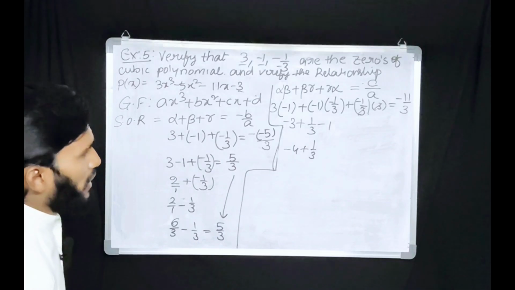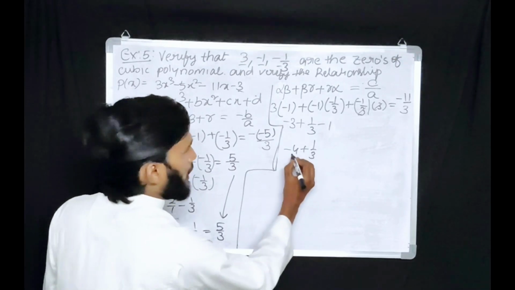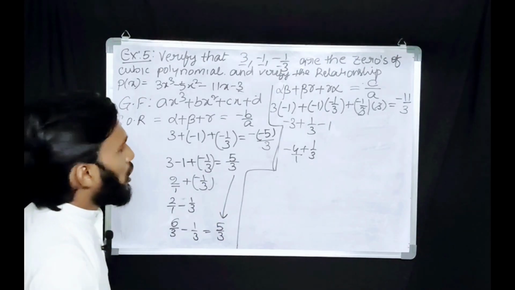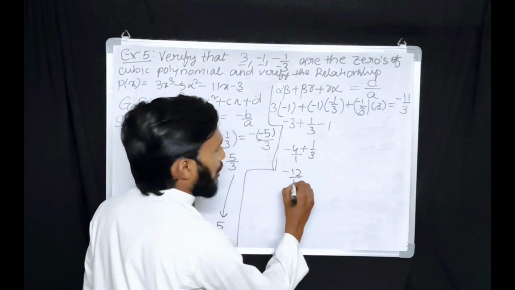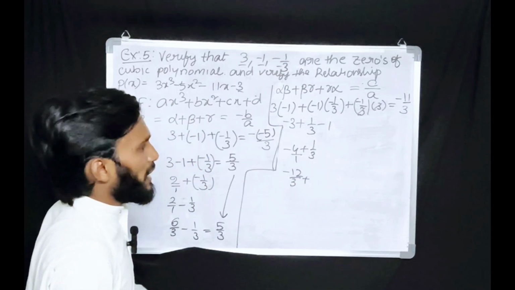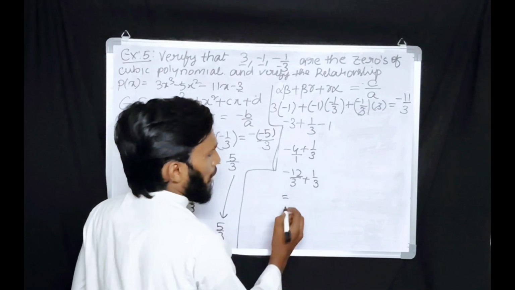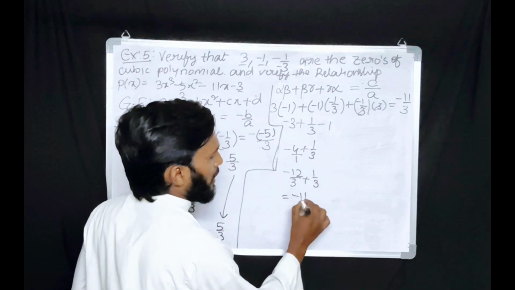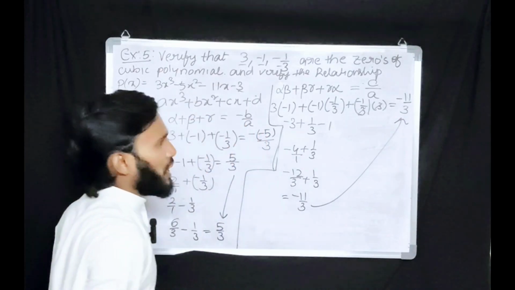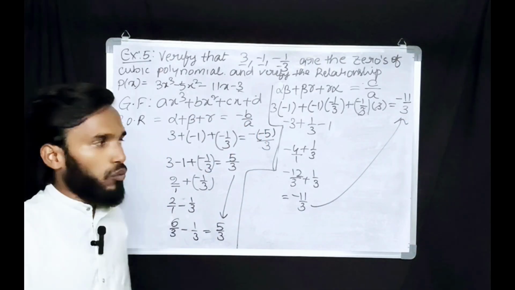Here take the LCM of these two numbers. The LCM is 3. In the 3 table, here the denominator is 1, so 3 times. So 3 fours are minus 12 by 3, plus in the 3 table, 3 how many times? 1 time. So 1 is equal to minus 12 plus 1, minus 11 by 3. See here, the zeros and the coefficients of the polynomial are equal.